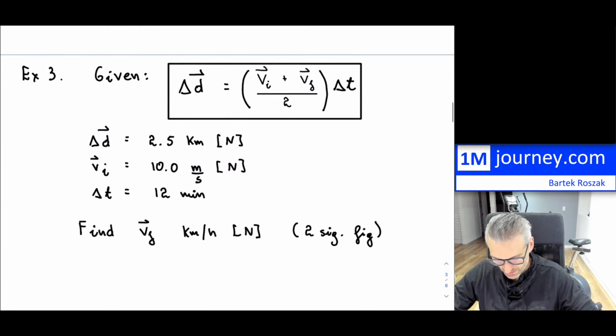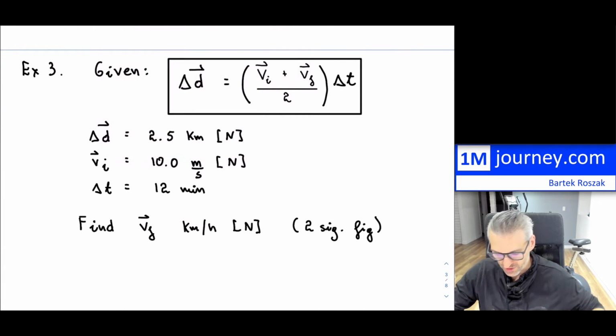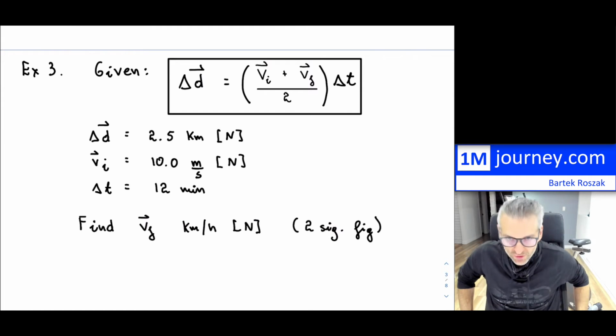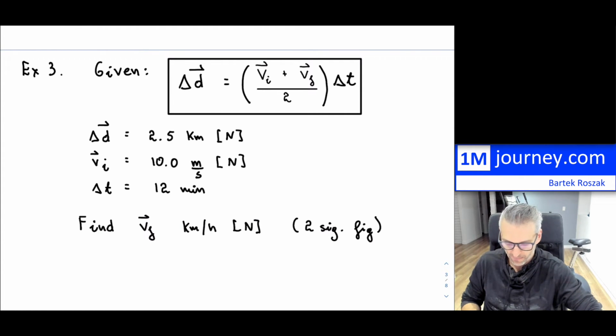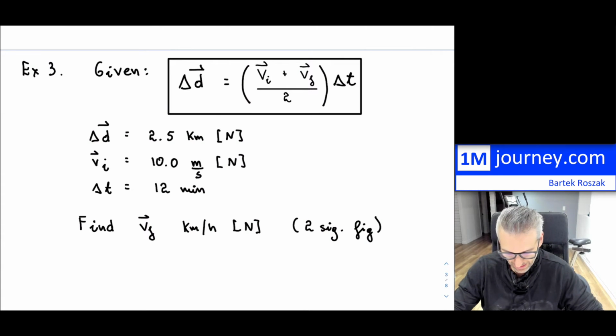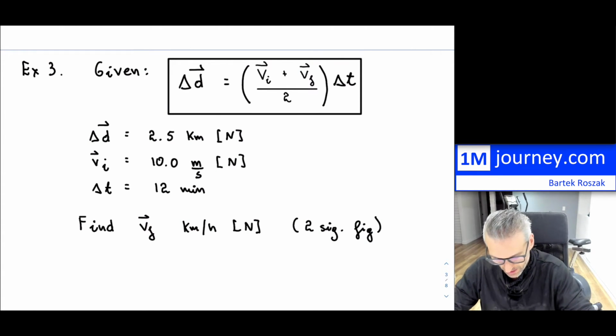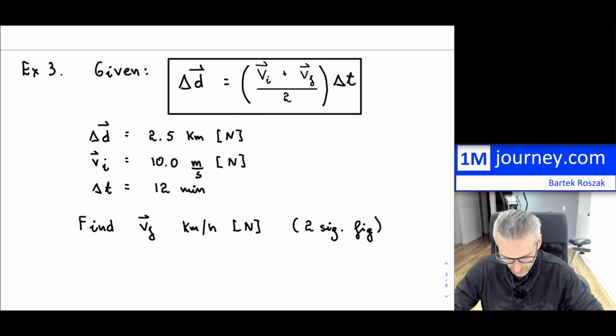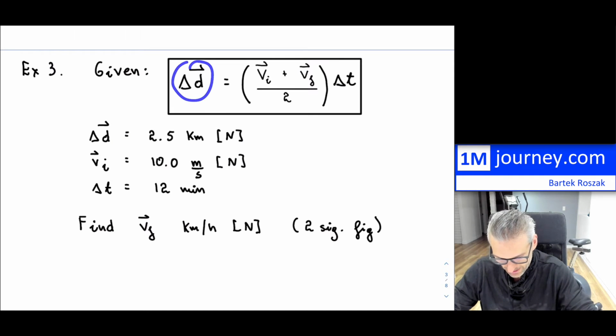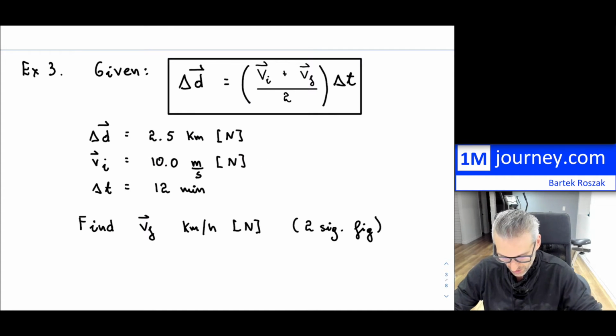Okay, so let's keep chugging along. Here's the following example. It looks like a different formula once again, so let's see what they are looking for. They give me the displacement, so I will know that. Notice it's in kilometers, north. They give me my initial velocity in meters per second, so I already know that I have inconsistent units. And then my time is in minutes. Even worse. So this is also not consistent at all.